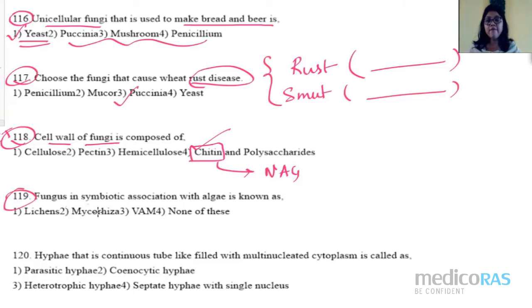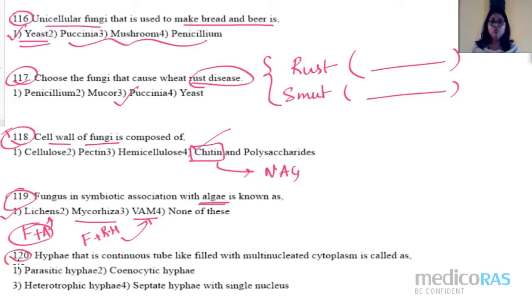119, they are asking about a fungus in symbiotic association with algae. See, mainly when fungus is mixed with algae, they form lichen. So answer 1 is correct. But what are the other options? Mycorrhiza and VAM. Mycorrhiza is a fungal association with the roots of higher plants, and VAM means vesicular arbuscular mycorrhiza. It is a kind of mycorrhiza, right? So we do not want the roots of higher plants, we want algae. So the answer goes to option number 1.